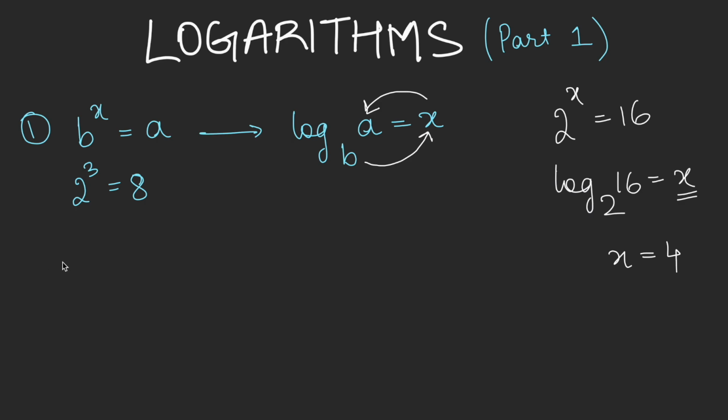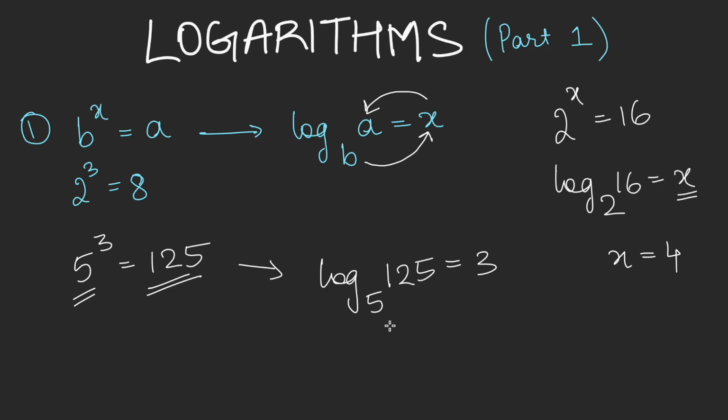Say I have 5 to the power 3 is equal to 125 and I have to write this in logarithm form. What will I do? My base remains my base, so log base 5. My answer comes here, is equal to 3, so we form a full circle again. So 5 to the power 3 will give me 125. Now let's move on to the rules of logarithms.